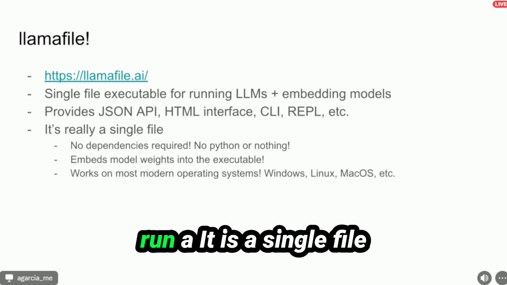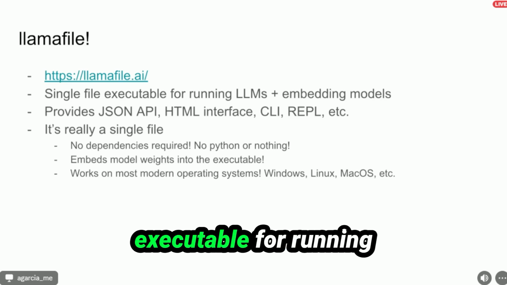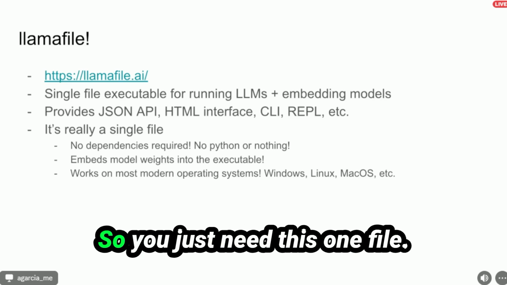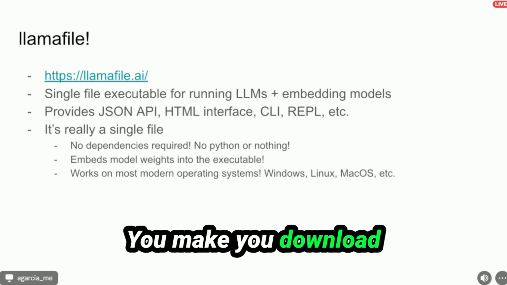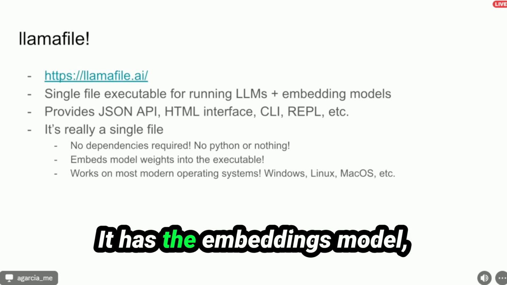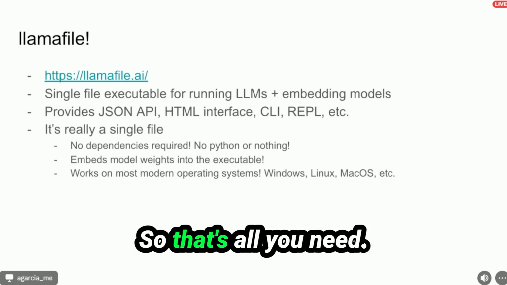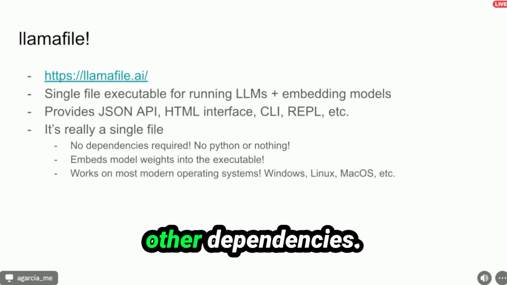It is a single file executable for running large language models and embeddings models. So you just need this one file, you download it, you make it executable. It has the embeddings model, it has the model weights embedded inside of that file. So that's all you need. You don't need Python, you don't need other dependencies.